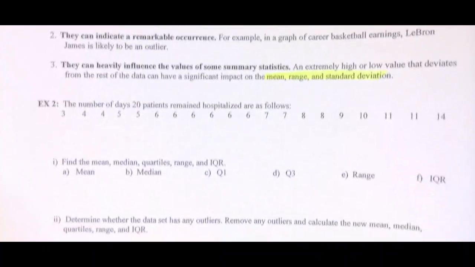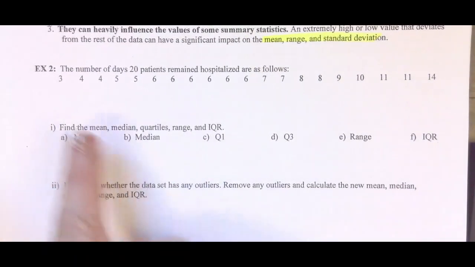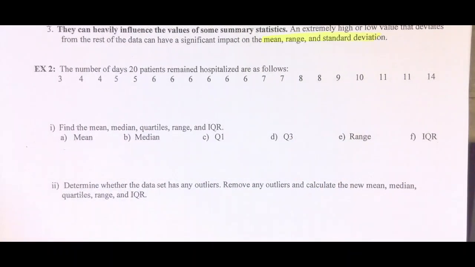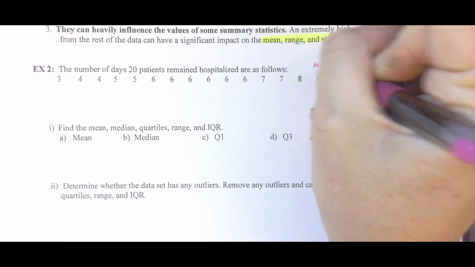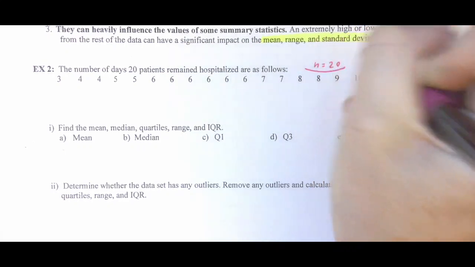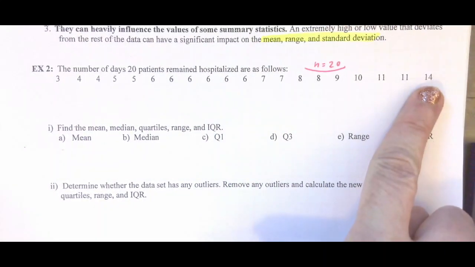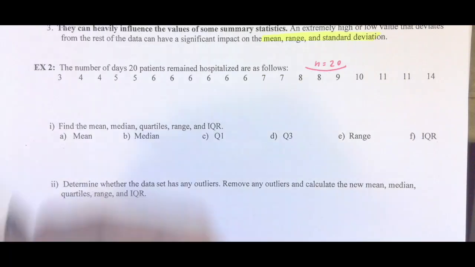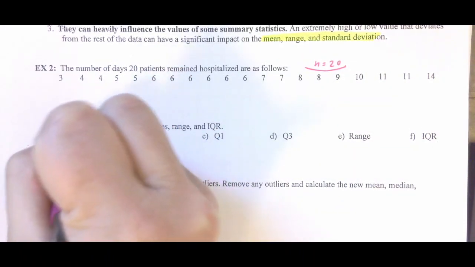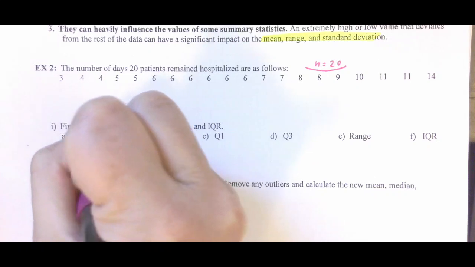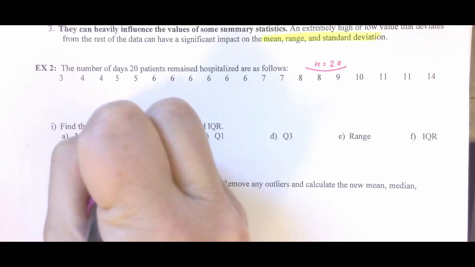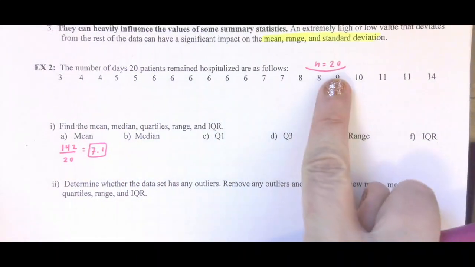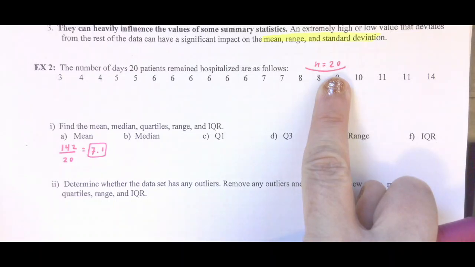Okay, let's do one more example and I'll make it quick. I've already sorted it for you. So we have the number of days that 20 patients remain hospitalized. And we see that it spans from 3 to 14. And again, I have it already in order. So my mean, if I add those up, it sums to 142. I divide it by 20. The average is 7.1. My median, take that 20 plus 1, divide by 2, right? That would give me 10.5.